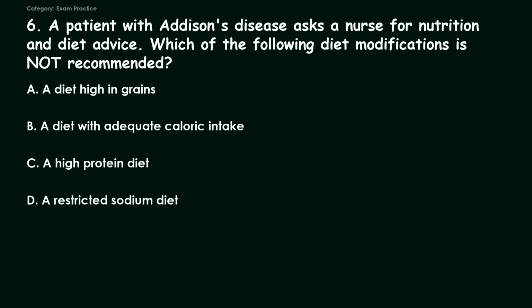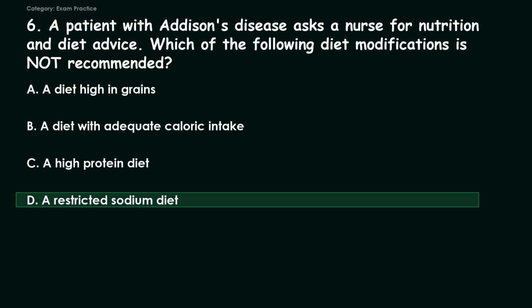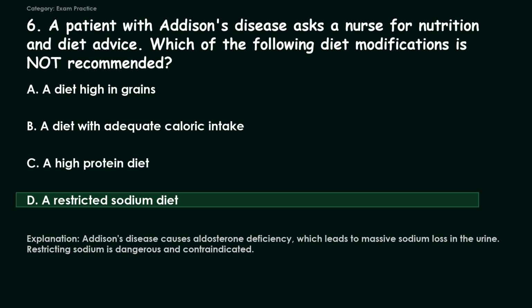Option A. A diet high in grains. Option B. A diet with adequate caloric intake. Option C. A high-protein diet. Option D. A restricted sodium diet. The correct answer is option D. A restricted sodium diet. Addison's disease causes aldosterone deficiency, which leads to massive sodium loss in the urine. Restricting sodium is dangerous and contraindicated.